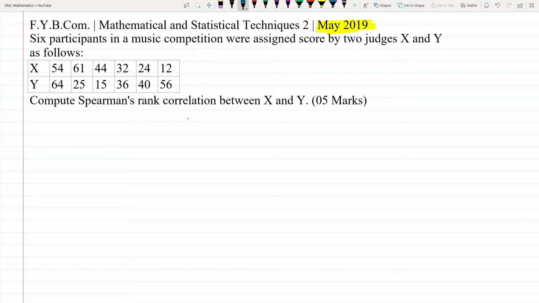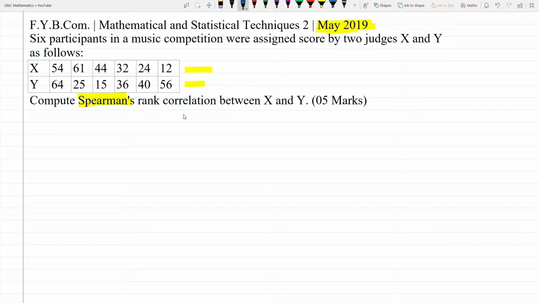So it is given that 6 participants in a music competition were assigned scores by 2 judges, X and Y, as follows. And below we have a table which gives us the scores given by Judge X and Judge Y to the participants. We are asked to compute Spearman's rank correlation coefficient between capital X and capital Y.